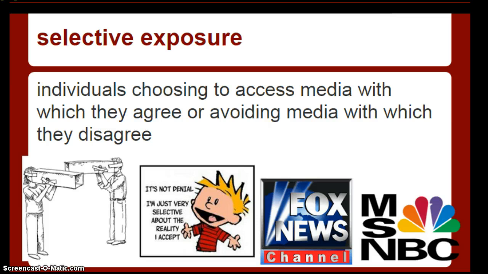So we all have our own personal beliefs and our personal opinions in terms of politics and the government. And what selective exposure means is that individuals are choosing to access media with which they agree, or you're avoiding media with which you disagree. So in other words, you're only going to visit websites of people that agree with you and your political beliefs. You're only going to watch TV shows or TV channels where the people are agreeing with your beliefs. And so it kind of means that you're just hearing arguments you believe in, hearing opinions that you already agree with, and you're not hearing beliefs or opinions from the other side.